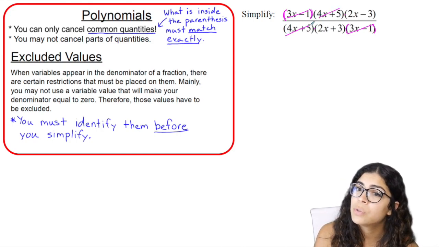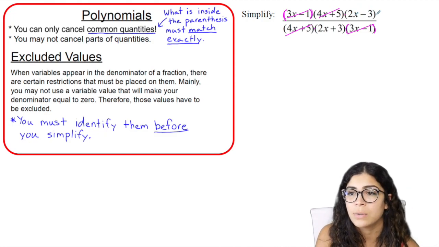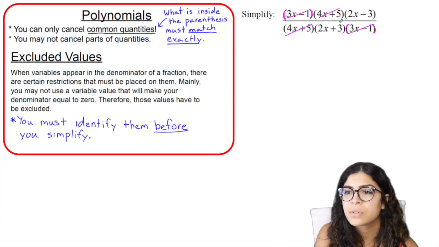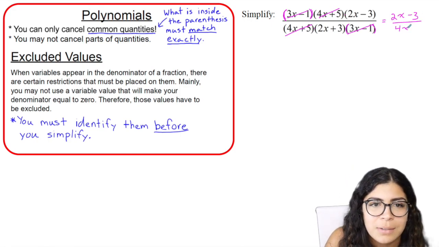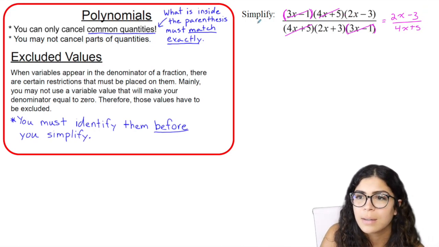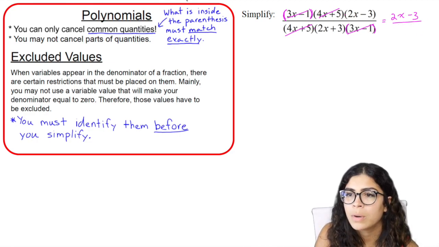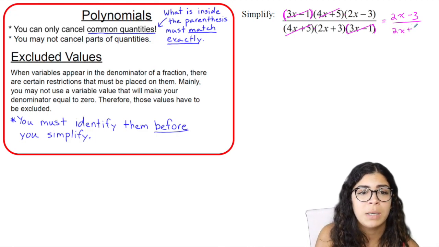Now in the numerator here we have 2x minus 3. And in the denominator we have 2x plus 3. Those aren't the same, so those would not cancel. So our final answer here would be 2x minus 3 over 4x plus 5. No, that one canceled, sorry. The denominator is 2x plus 3.